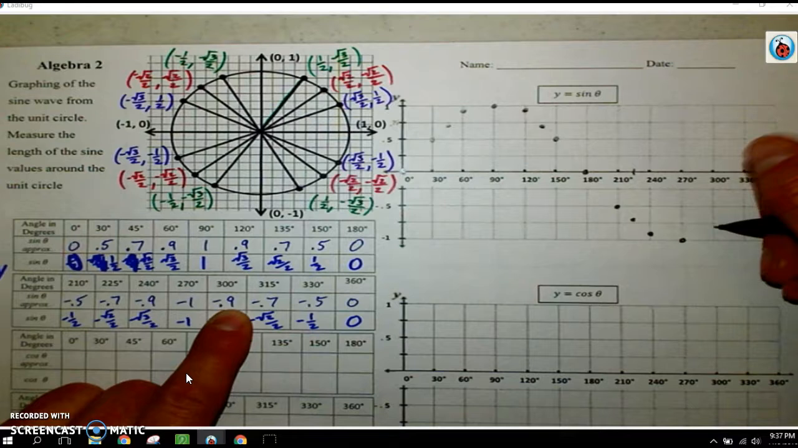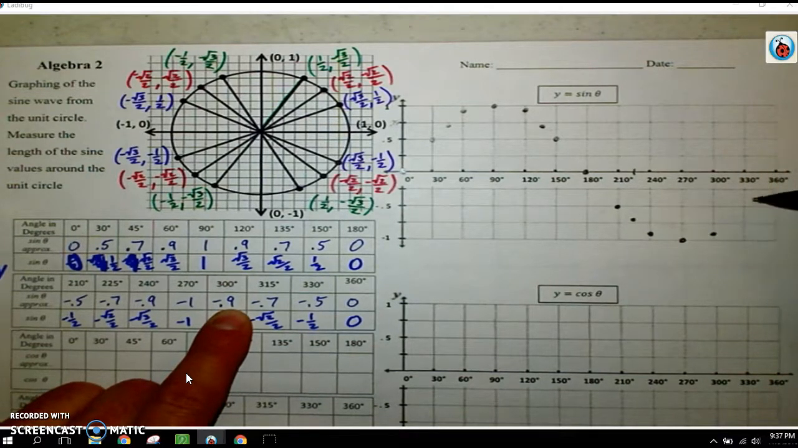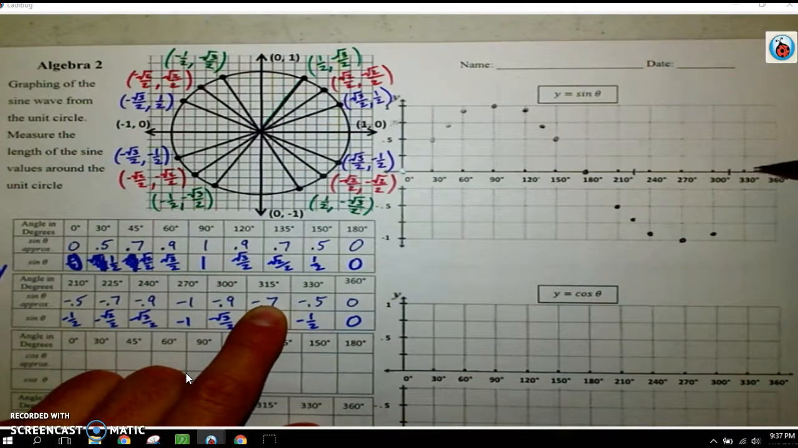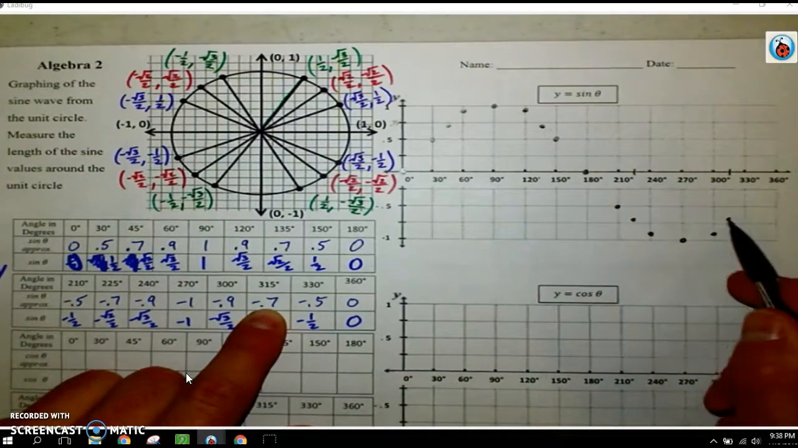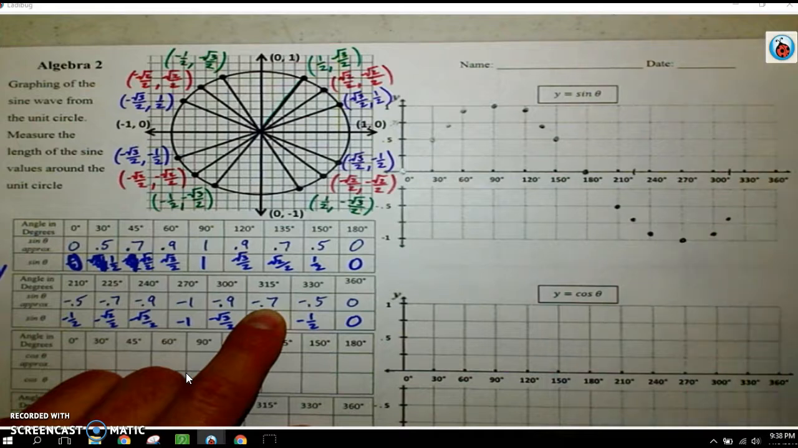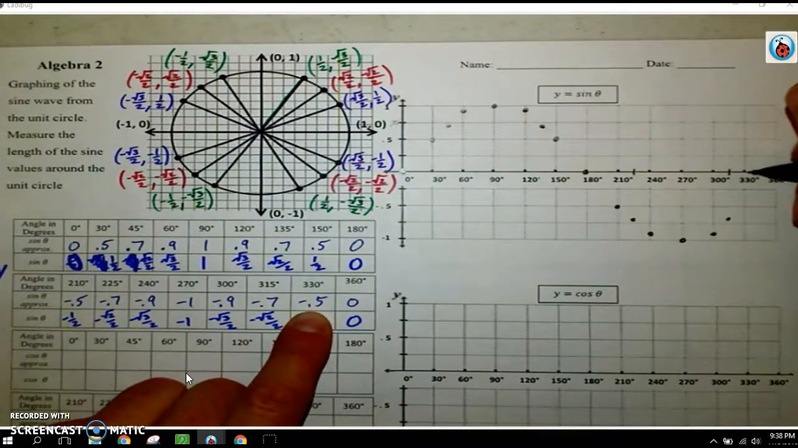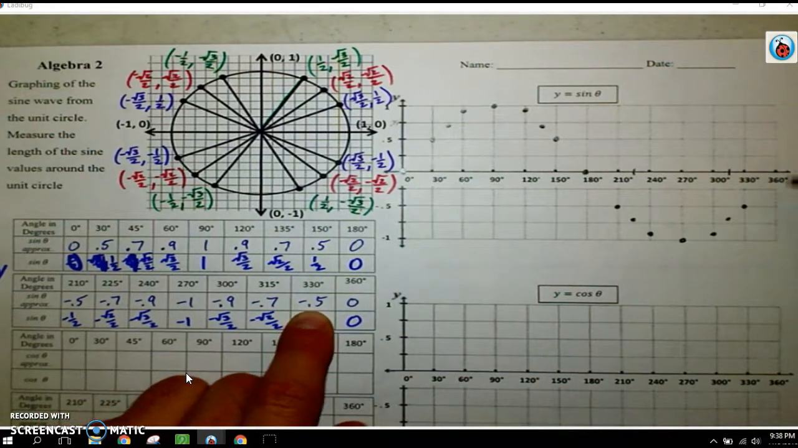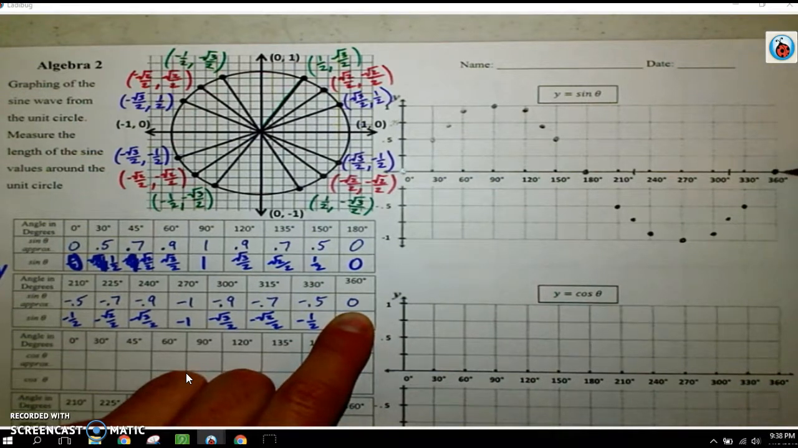300, negative 0.9. At 315, so in between these, I'm at negative 0.7. And again, you can just look back to the other one that you've done and make those the same. At 330, I am at negative 1/2. And finally, at 360, I am at 0.